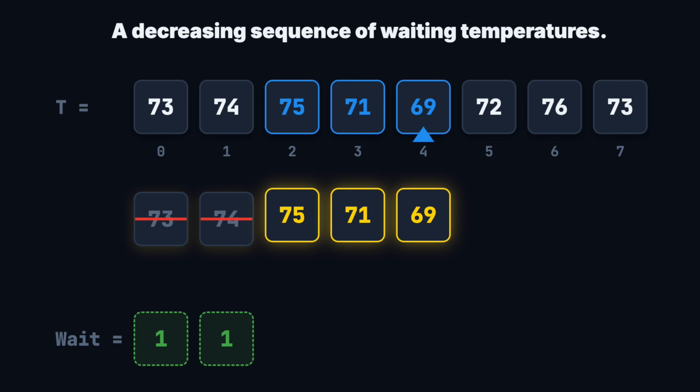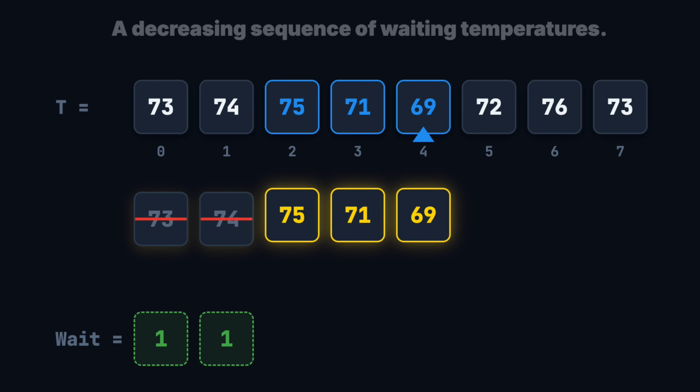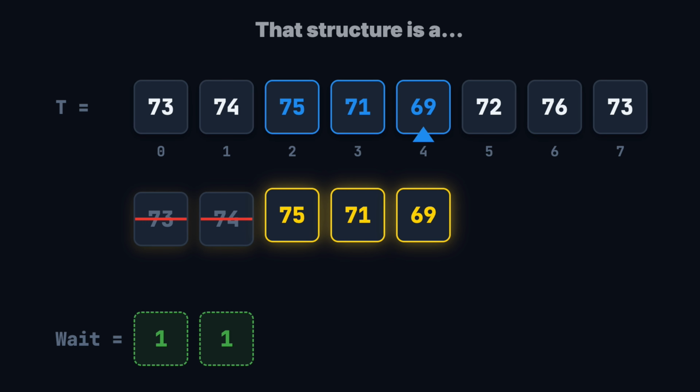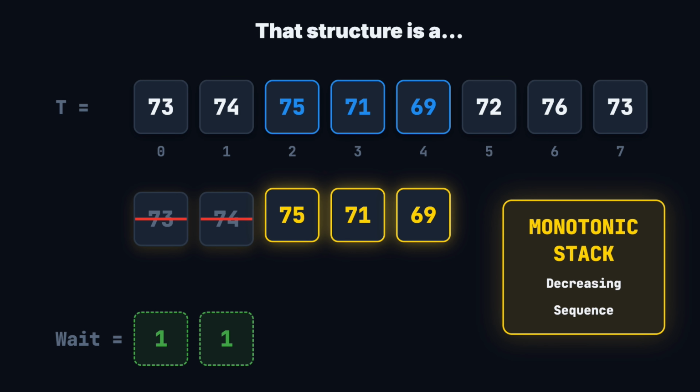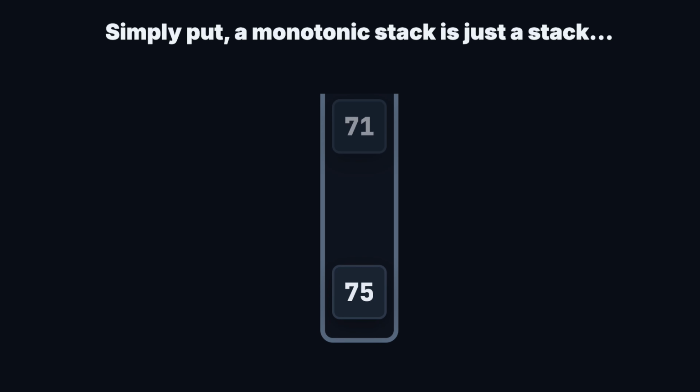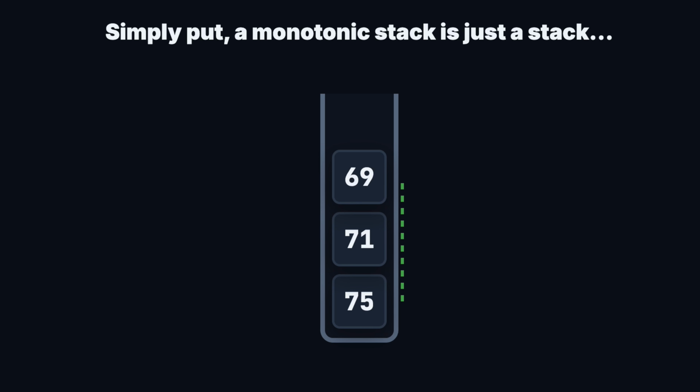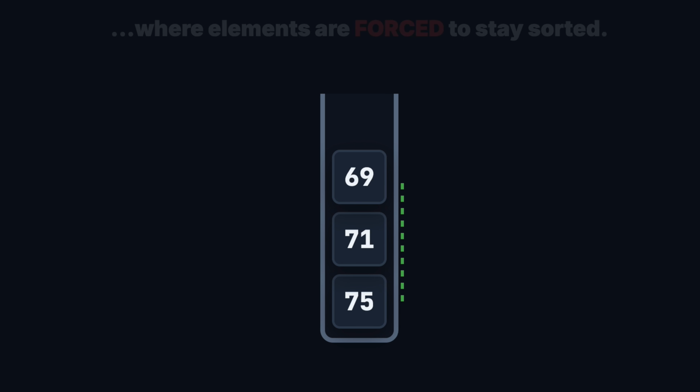And that's the pattern. Any new day that isn't warmer just extends this line, and the line always stays in decreasing order. And this pattern has a name, monotonic stack. And more specifically, here we have a decreasing one. I may have covered this pattern on the channel before, but this is one of the classic problems to introduce it formally. Simply put, a monotonic stack is just a stack where the elements are forced to stay sorted in one continuous direction, ascending or descending.